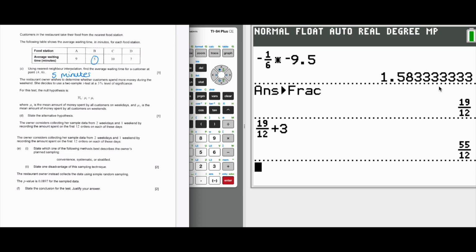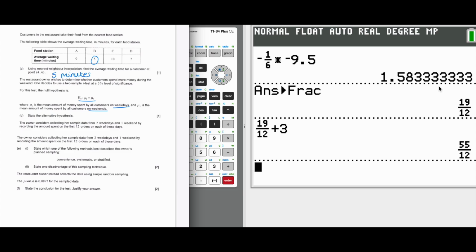And then we want to see whether or not the customers at the food store spend more money at the weekend. So we're going to use a t-test with a 5% significance level. So they tell us that the null hypothesis is that the means are equal to each other, and it defines the first mean as the money spent on the weekday and the second mean as the money spent on the weekends. We need to state the alternate hypothesis.